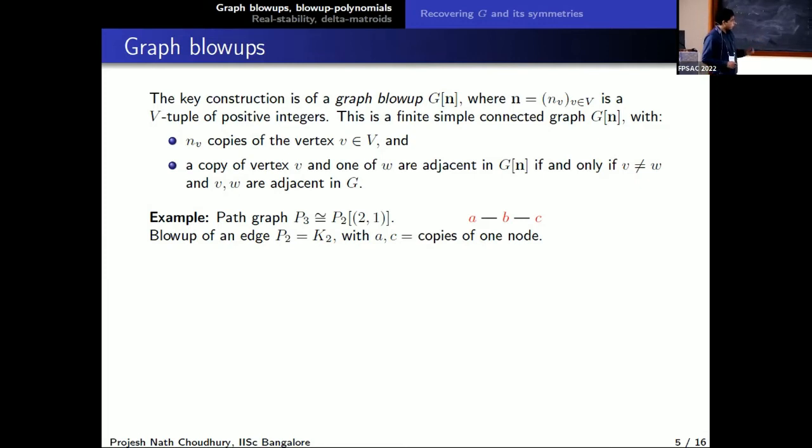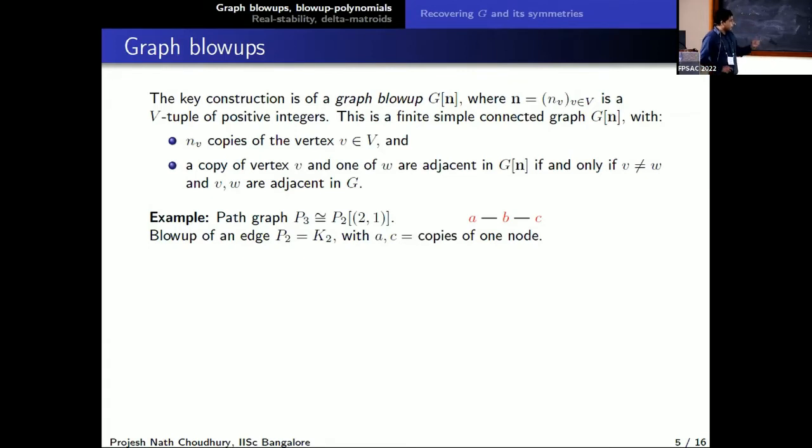Also note that a copy of a vertex b is not adjacent to another copy of a vertex b because I am lacking self-loops in the original graph. So let me give you some examples. First one is a path graph on 3 vertices. So just forget about the vertex C and look at the edge AB.